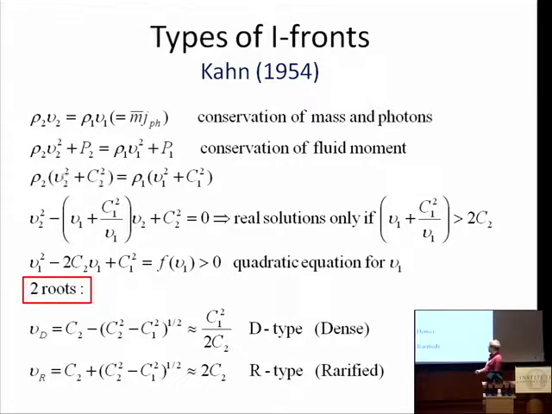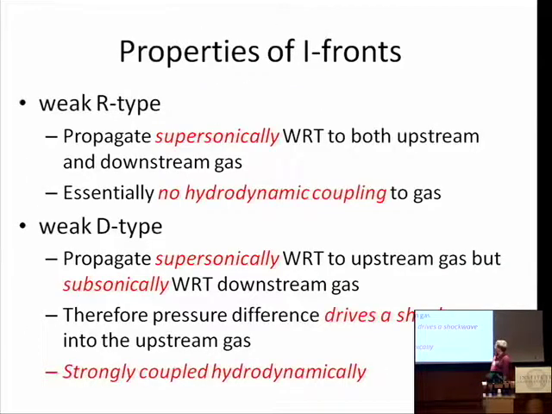And if we look at this, V sub D is approximately this, which doesn't jump out at you what that means, but it will in a second. V sub R, the R-type I fronts move at twice the speed of sound in the ionized gas. So converting this into words, these are the properties of the I fronts that we care about. The other 8 solutions that Kahn found we forget about.